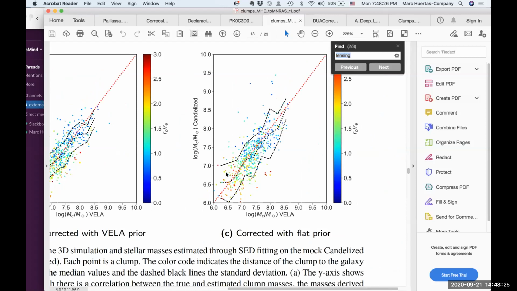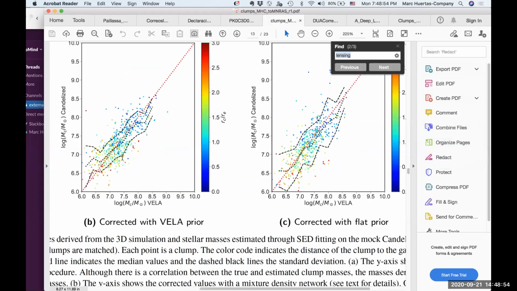What happens is that it allows the model to go beyond the training set and boost the estimates for massive clumps. That's why I said you cannot really put constraints on how many massive clumps there are. You are sure that most of the objects we detect are indeed low mass, but the actual numbers of very massive clumps are poorly constrained because you are limited by the training set.